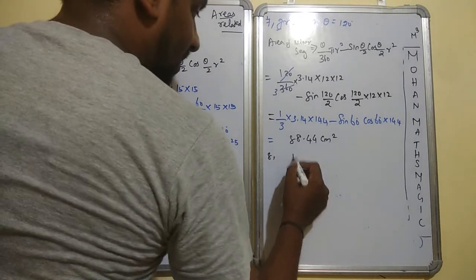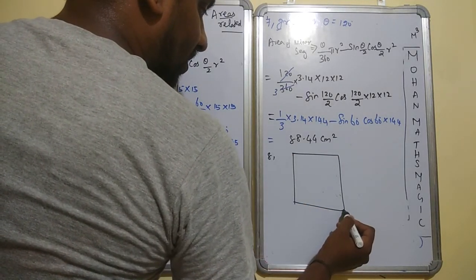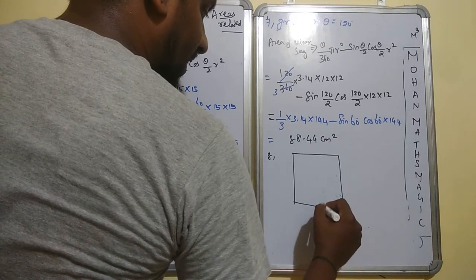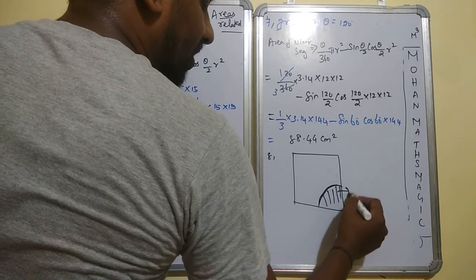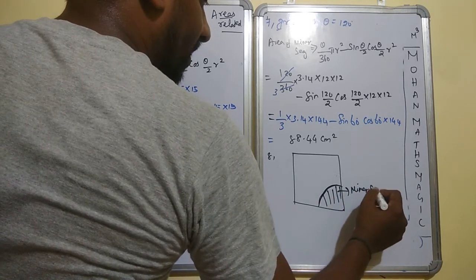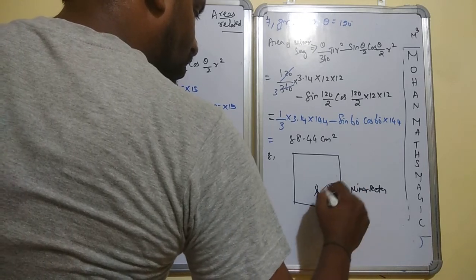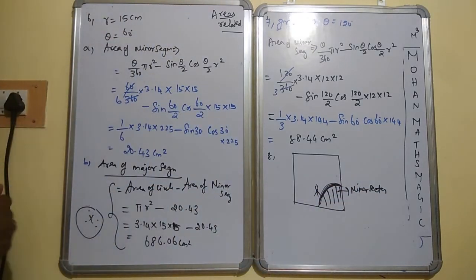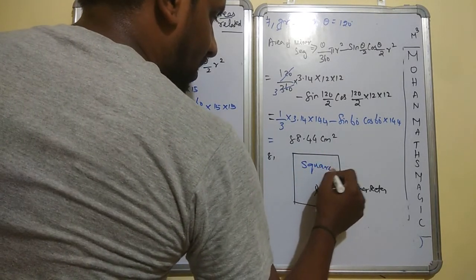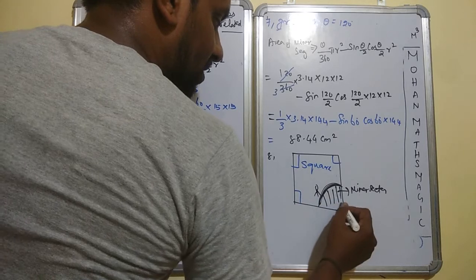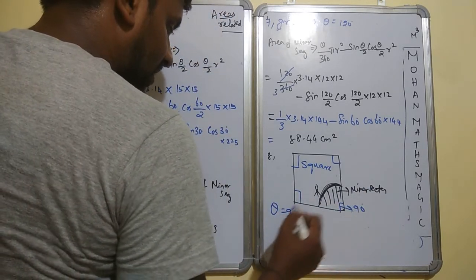The diagram is given very clearly in your textbook. This is a square. The rope is tied at one corner and the horse grazes like this. This portion is called a minor sector. The horse is going like this only. Since the diagram is a square, all the angles are 90 degree. So theta equals 90 degree.